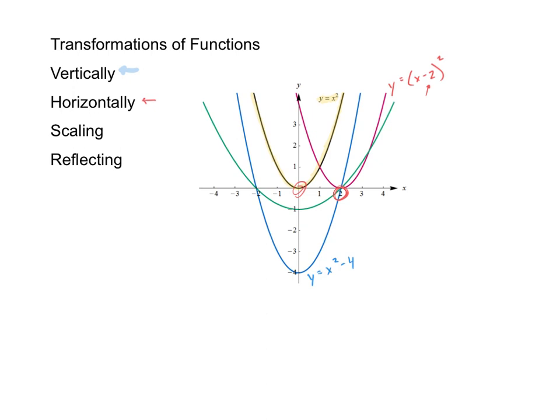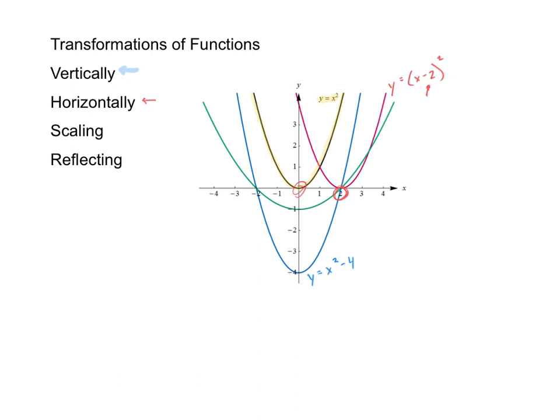Just know that a horizontal shift goes inside of the parentheses, and it gets the opposite sign of the direction you're moving. So if I'm shifting to the left, that would be x plus 2 or 3 or 4. If I'm shifting to the right, it's x minus 2 or 3 or 4.